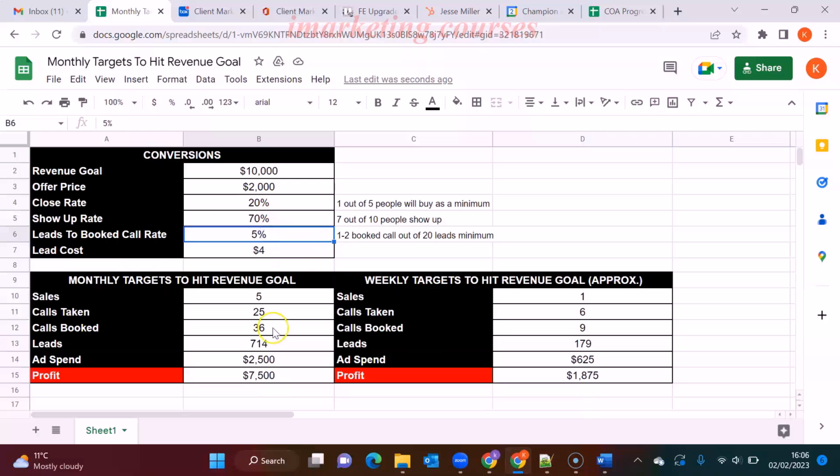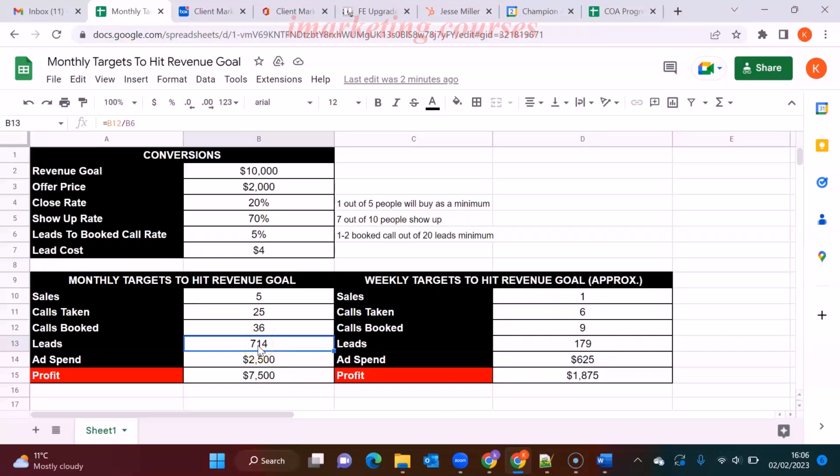So again, 5% is that kind of minimum. And by the way, that 5% of 36, if anyone has just done the maths here, that should have been 720. But just because of the numbers and the conversions, it shows whole numbers here on the front end. Of course, it's like 25 point something, and then this is 36 point something else, and that's why this is 714. But let's just take it as it is, right?